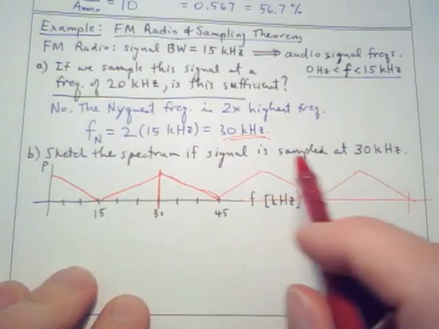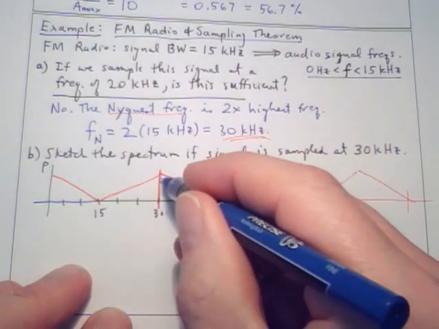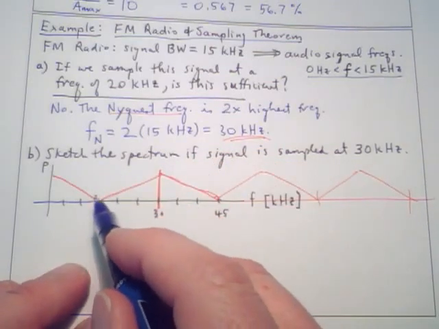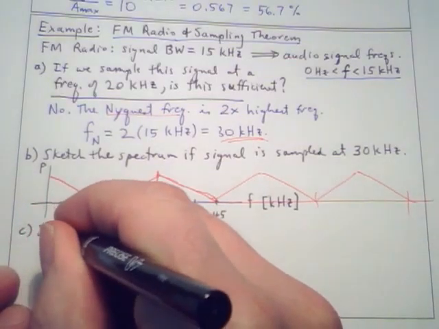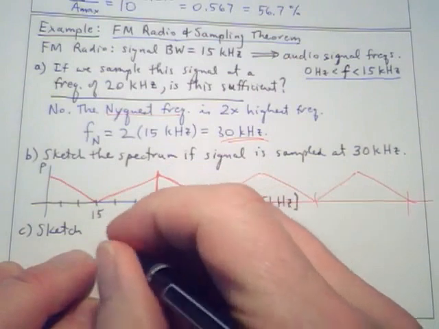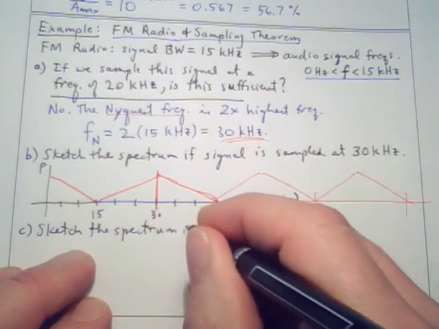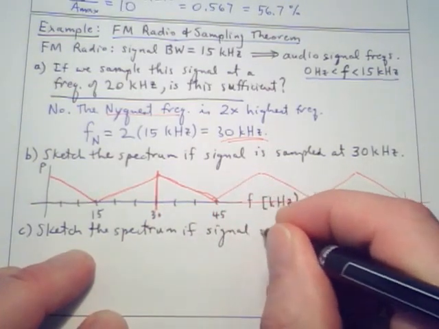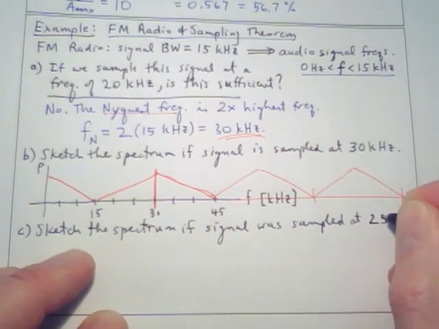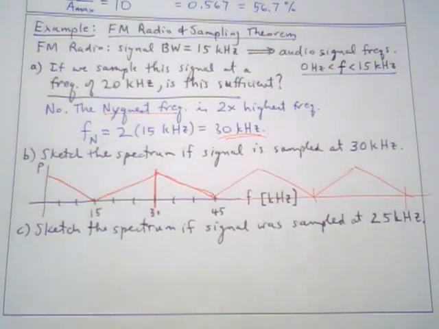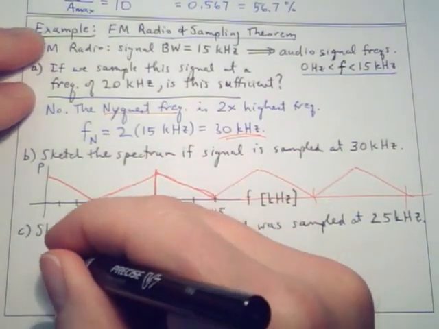You can see that's why we need the Nyquist frequency at twice the highest frequency in the signal. That keeps this inverted copy from overlapping the original signal. So part C, let's see what happens. Let's sketch the spectrum if the signal was sampled at 25 kilohertz instead. And you're going to see that when we do this carefully, we get a big problem with fold-over distortion.